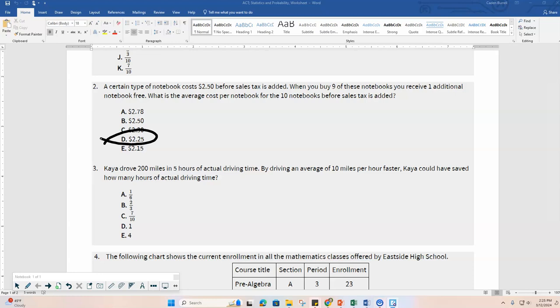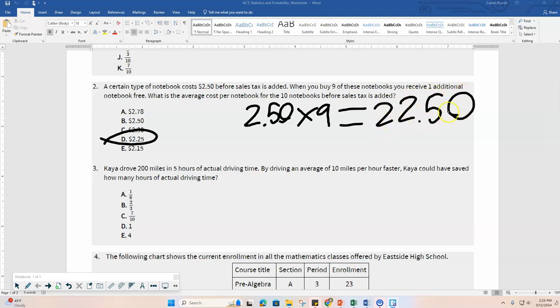Okay, so let's take a look here. A certain type of notebook costs $2.50 before sales tax is added. Notice this problem, I'm never adding sales tax, so I'm just dealing with before sales tax. This is a non-taxable notebook. So I buy 9 of these notebooks and I receive 1 additional notebook free. So $2.50 times 9 notebooks, what was that? $22.50. That's how much it is for 9 notebooks.